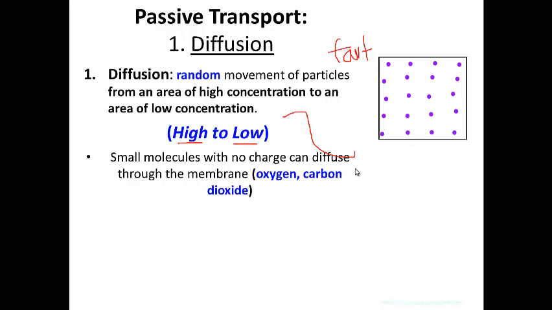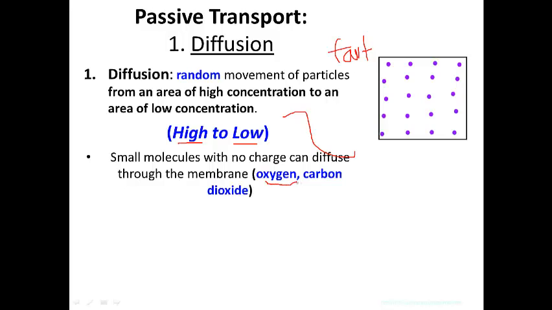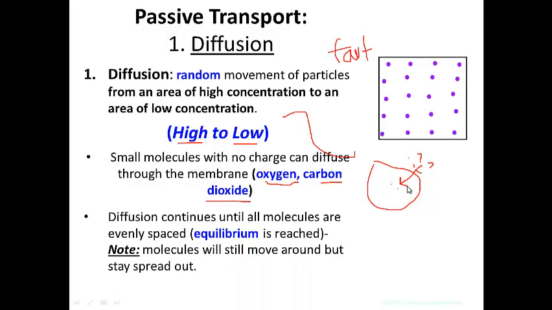So in our cell membrane, things can naturally go from where there is a lot to where there is a little. Like small things like oxygen and carbon dioxide. If there is a cell and there's a lot of oxygen on the outside and a little bit inside, the oxygen is going to go from where there's a lot to where there's a little bit. Okay, until they're all spread out, till they're equal.